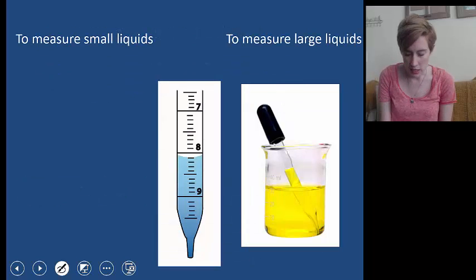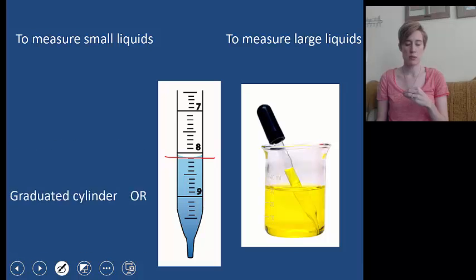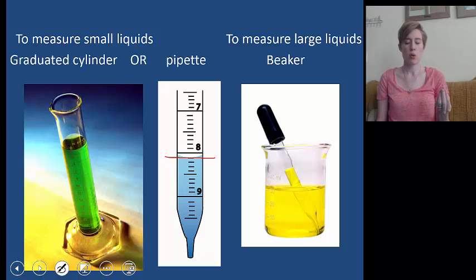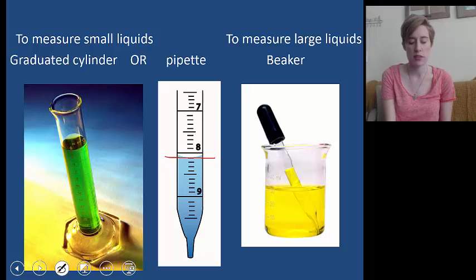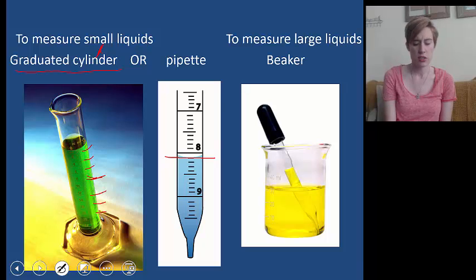Here's another picture of a meniscus. Here I'd be reading this line right here, the very bottom of the meniscus. There are three basic ways we can measure liquids. We can measure small liquids, or we can measure larger liquids. To measure small liquids, you're going to use one of these two pieces. A graduated cylinder has little increments on the side that help you to be very specific in your measuring. Usually, graduated cylinders measure less than 100 mils.